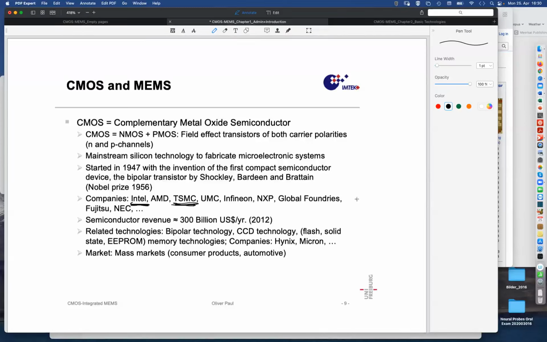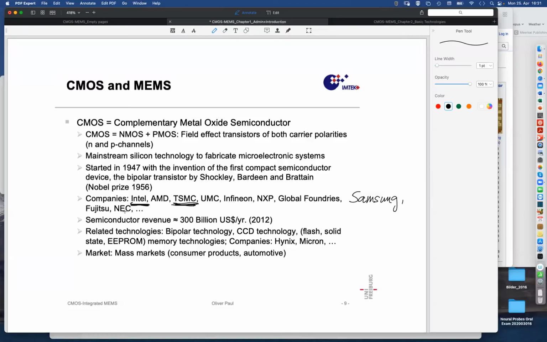And then there is one big company missing that has grown very fast and very successfully. It's Samsung, in Korea. They also make very advanced technologies with a very aggressive approach, very successful. But then you have all kinds of others like Infineon, NXP, Global Foundries, Fujitsu, NEC, and so on. You have certainly heard these names.